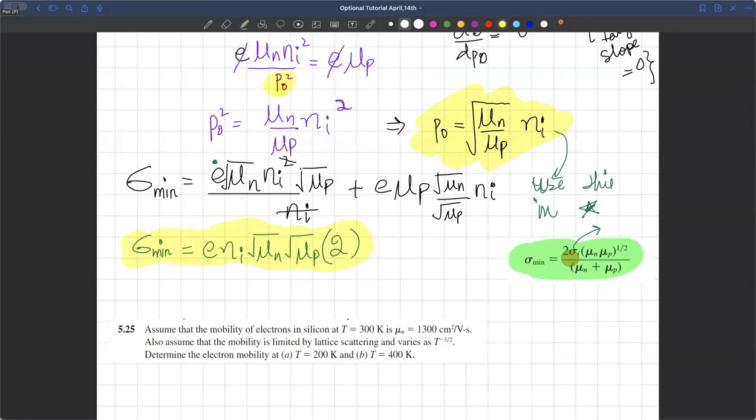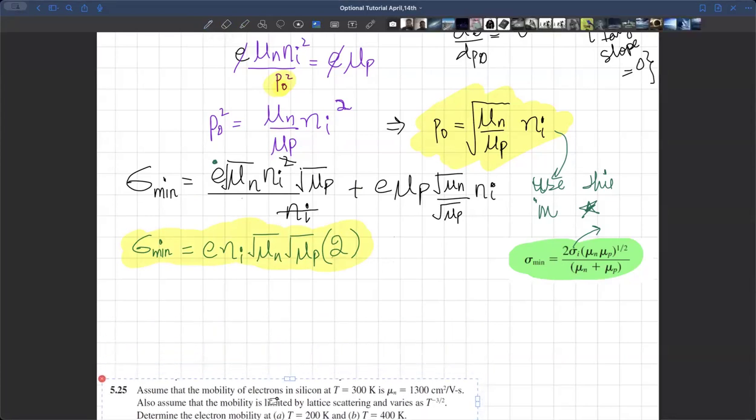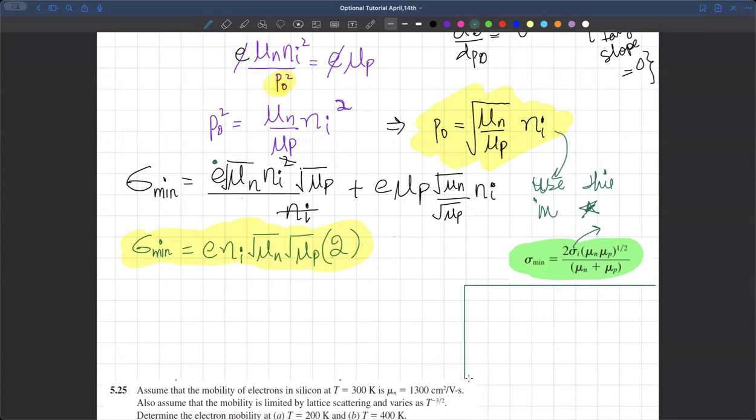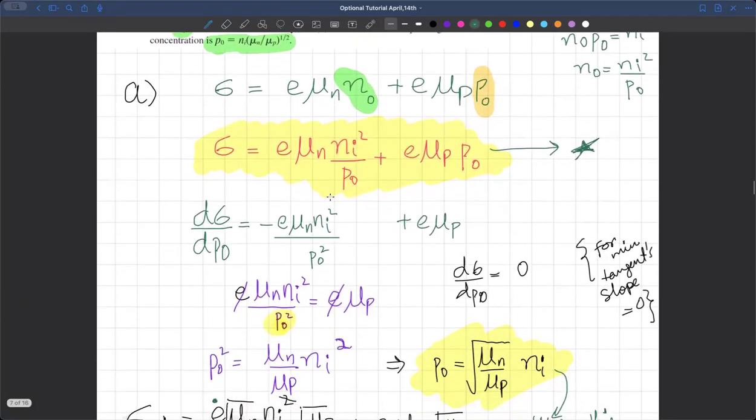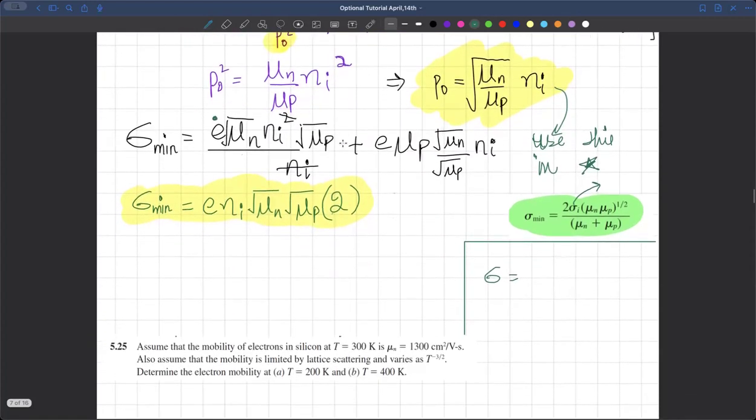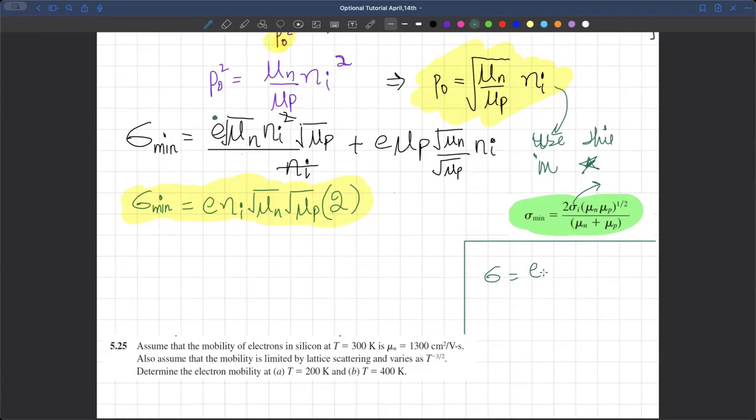So I need to know what is that intrinsic conductivity? Of course, you know the formula for conductivity. And when it's intrinsic, that means this is not n naught, not p naught, it's simply the intrinsic carrier concentration, right? And you can take n_i out, and you have mu n plus mu p. Okay, it's the same formula, just me getting it for the intrinsic conductivity. Let's call it intrinsic conductivity. Okay.